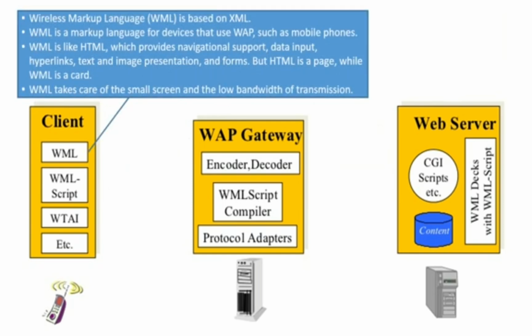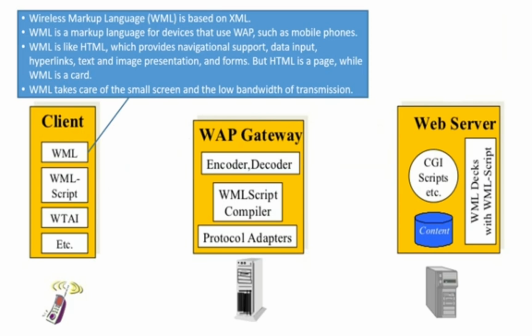So, the client has the WML. WML stands for Wireless Markup Language. It is based on XML. XML means Extensible Markup Language. WML is a markup language for devices that use WAP, such as mobile phones.